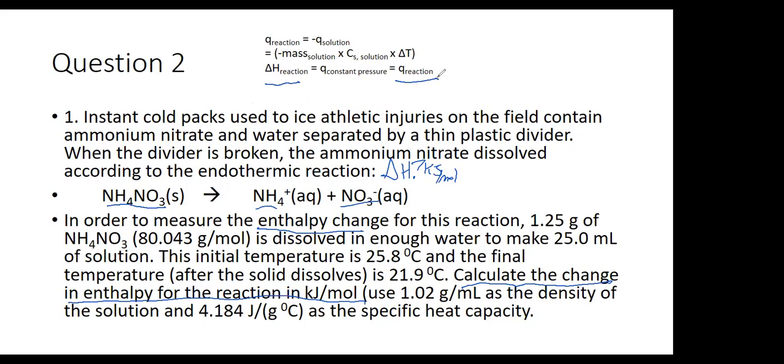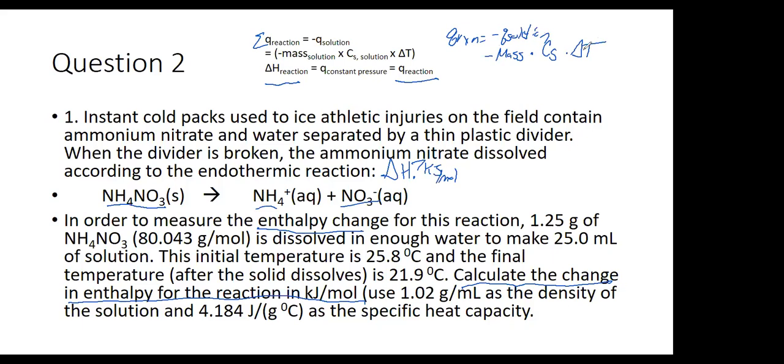Unless you are doing some weird chemistry, you're always going to be at constant pressure. Your pressure doesn't change inside of a lab. So we're at constant pressure. So it's Q reaction. This is our next equation: Q reaction equals minus Q solution. If we're doing a calorimetry experiment, that's what I'm measuring. I'm measuring the solution. So negative Q solution equals negative mass of the solution multiplied by the CS of the solution multiplied by delta T.